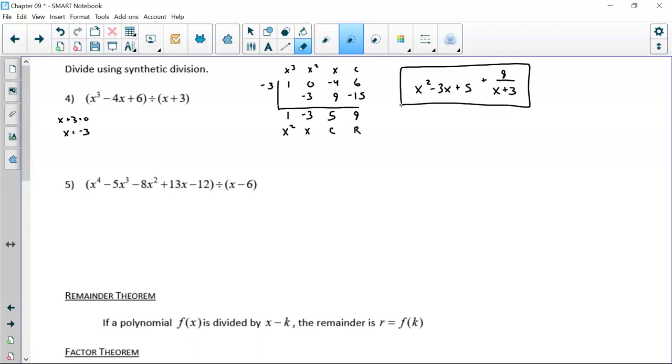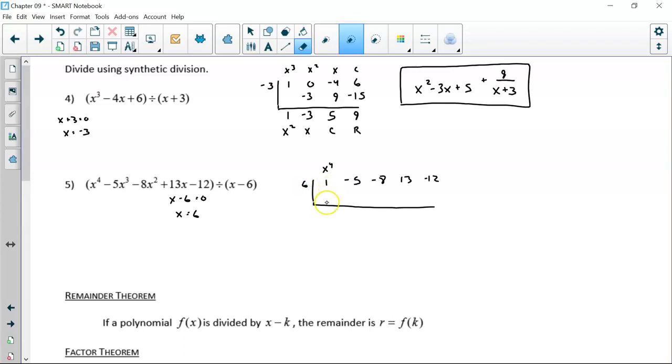Let's do another one. So once again, draw our box, our big L, and we want to make sure we put our coefficients. So for x to the 4th, our coefficient is 1. X cubed, our coefficient is negative 5. X squared, we have a negative 8. X to the 1st is a 13. And our constant is negative 12. There was nothing missing, so we didn't need any placeholders of 0. Then, to see what's on the outside, set x minus 6 equal to 0, and you get x equals 6.